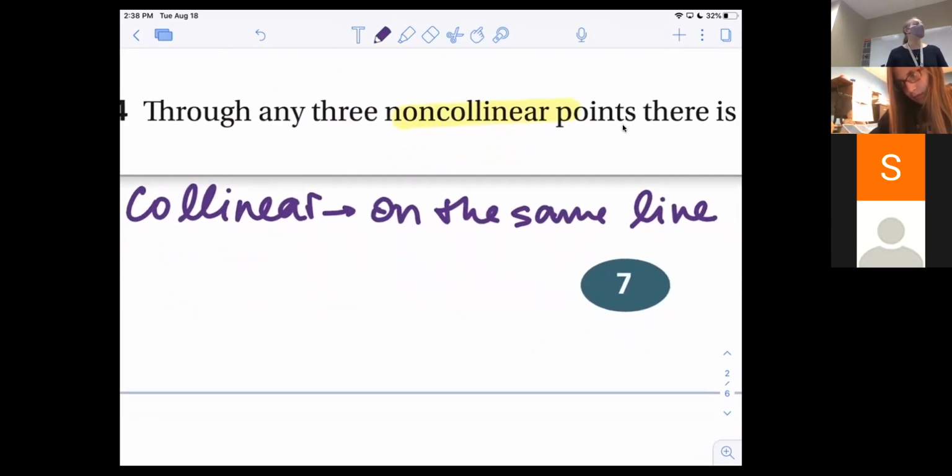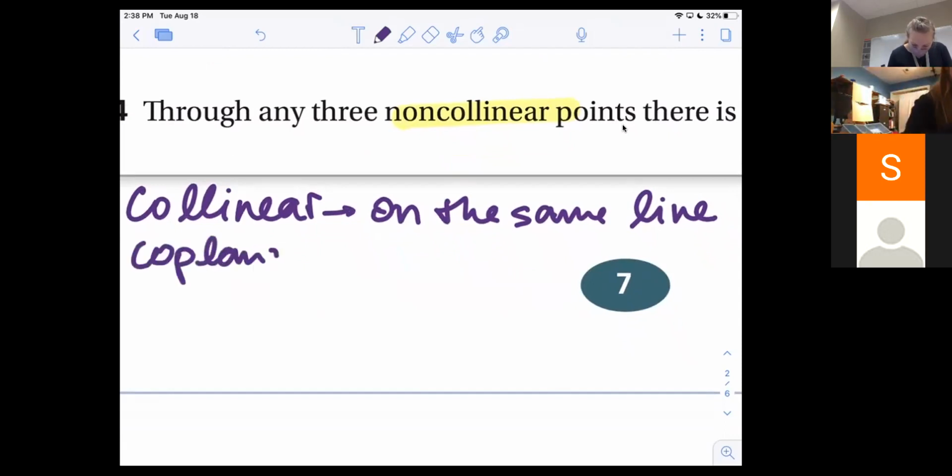Similar to that, what if I said coplanar? What do you think coplanar means, Billy? On the same plane. Very good.